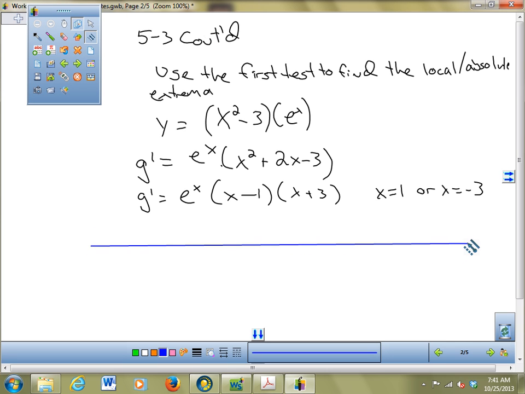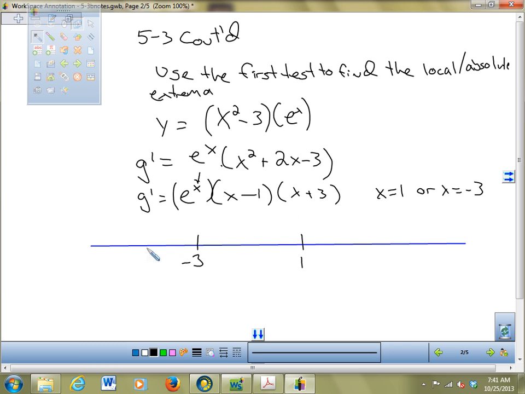So then what you want to do is make one of these little sign tables. And put numbers on here. So negative 3 you want to put over here, and then 1 over here, and then you want to see what the derivative is doing to the left and the right of those points. And so to the left of negative 3, what's always going to be true about this factor of the derivative? It's always positive, because no matter what number I plug in there, it's always going to be positive. And so this is always positive, so you just really have to look at this.